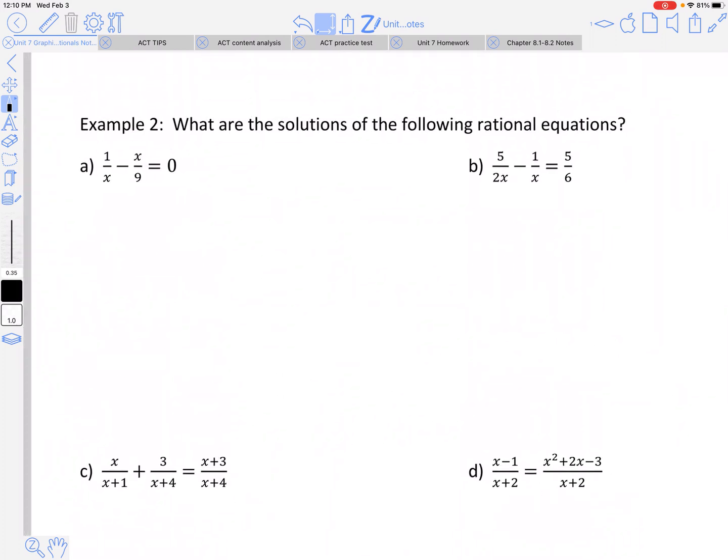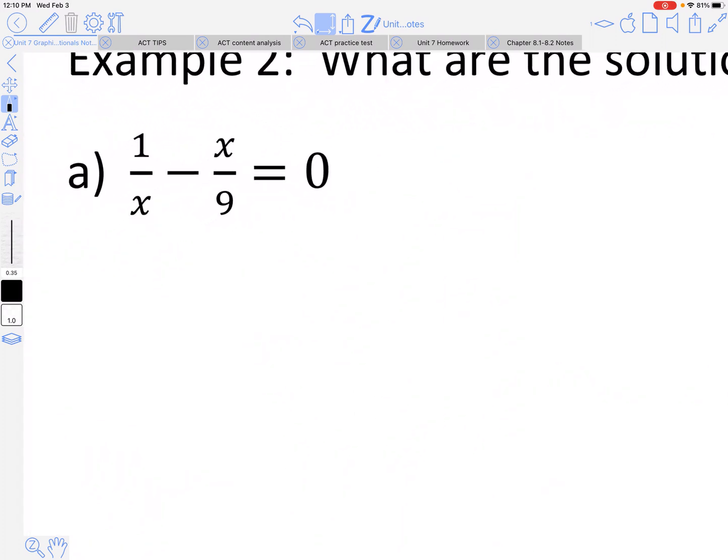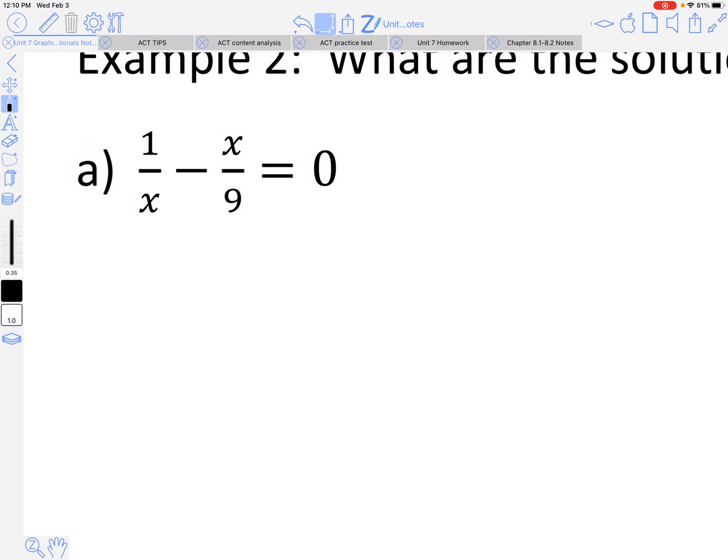All right, let's look at another example. So right here, again, my goal is to get x alone, and so I'm going to find the least common denominator, which is most effectively found by just multiplying the denominators by each other.